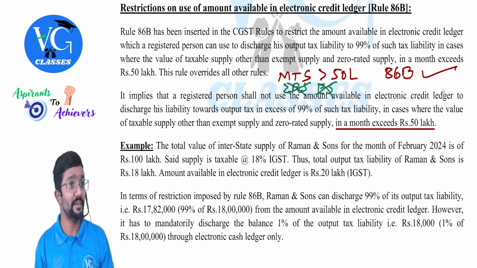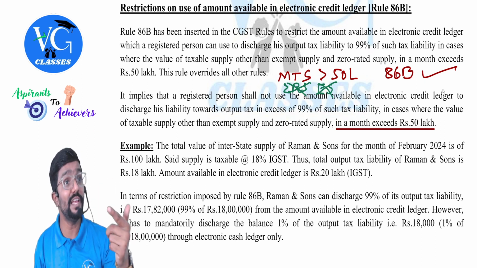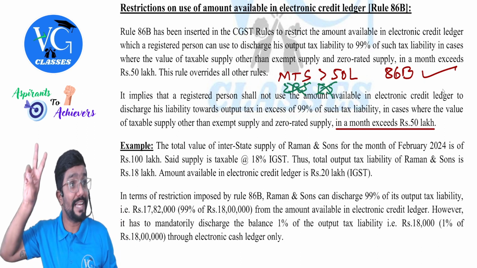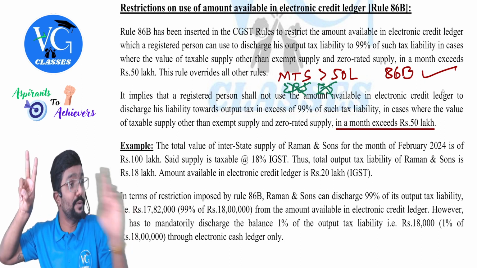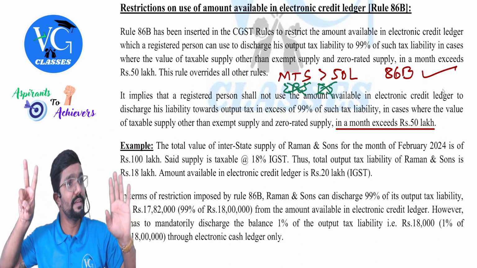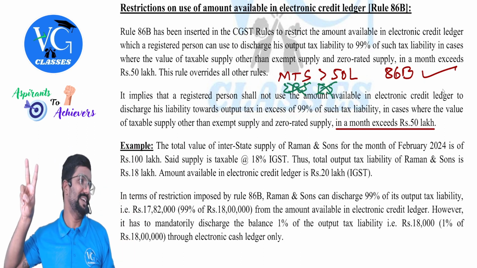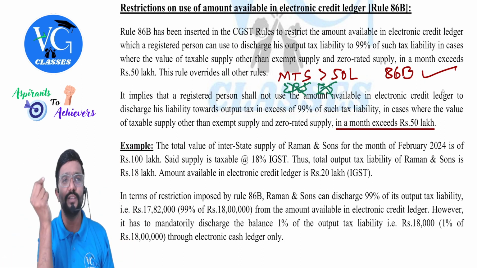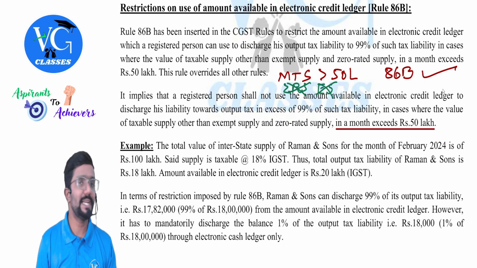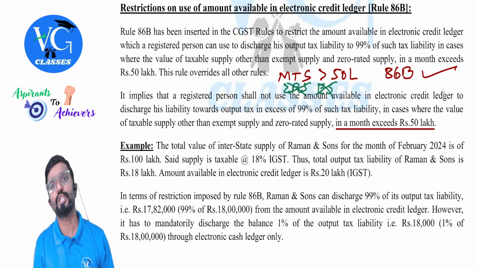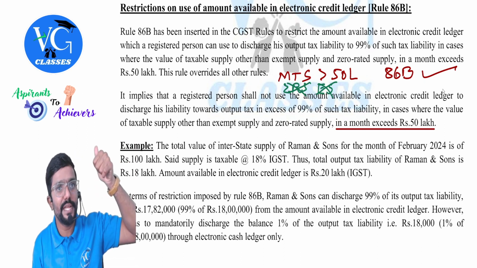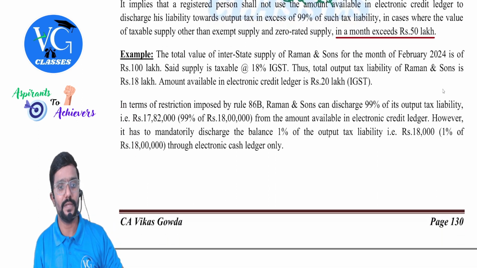You use it fully. If you have credit fully, that is, assume your output tax is 20 lakh, so you have input tax of 20 or more than 20, can I use fully? No. They're telling at least pay 1% through cash ledger. At least pay 1% through cash ledger. Are you understanding? Yes. One example I have given you.